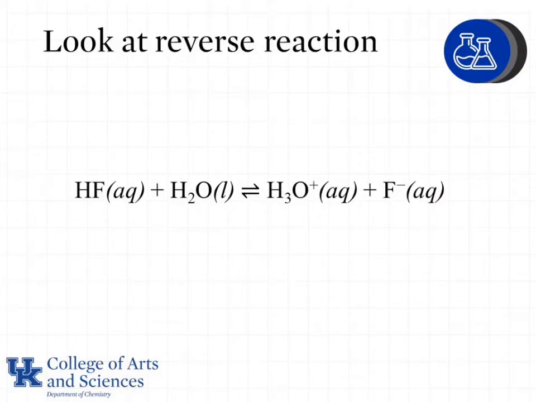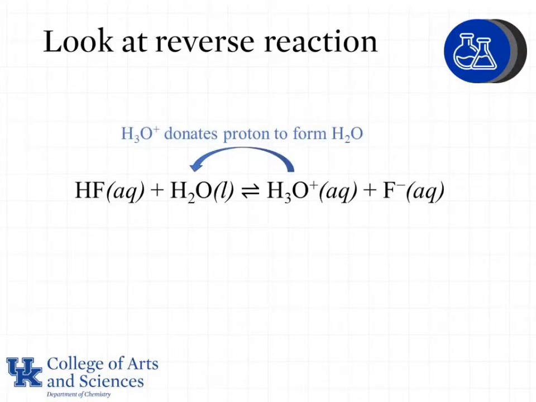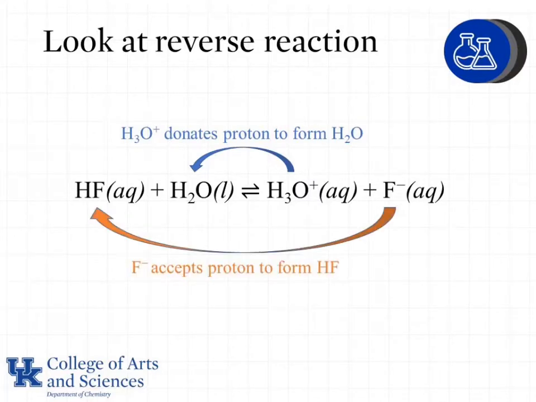We can also look at the reverse reaction. H3O+ donates a proton to form H2O. In going from H3O+, we lose one hydrogen, and the charge goes from plus to 0, so the charge was reduced by 1. F- is acting as a base and accepts a proton to form HF. The F- gained one hydrogen and the charge increased by 1 to form a neutral HF molecule.